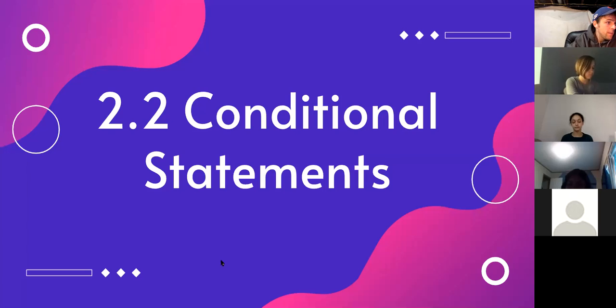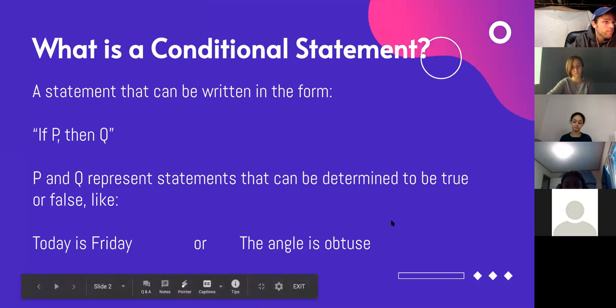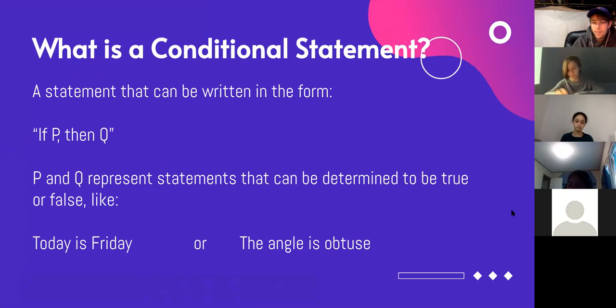Conditional statements. What are conditional statements? So a conditional statement is basically a statement that can be written in this form: if P, then Q. P and Q aren't just letters in this case. They're standing in the place of statements. Importantly, these two statements, P and Q, can be determined to be true or false. That's something really important about conditional statements.